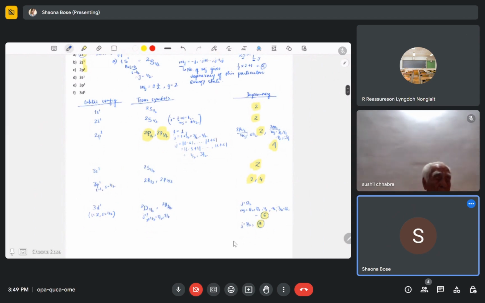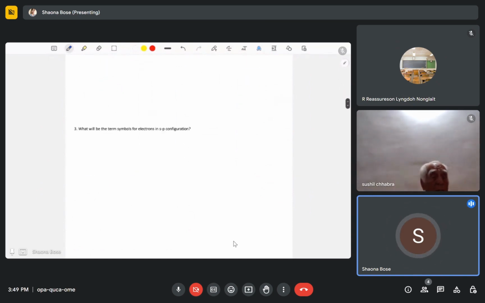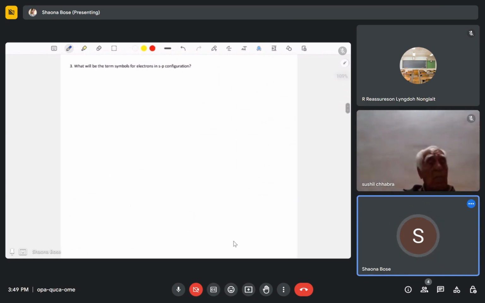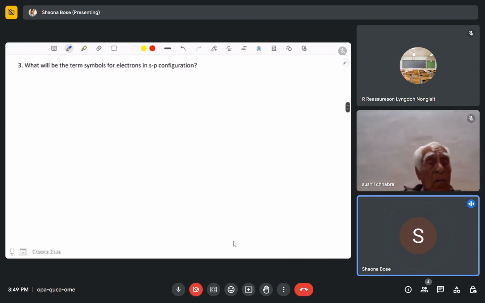Is it clear? Yes, ma'am. Okay, then let's go to the next one. What will be the term symbols for electrons in sp configuration?